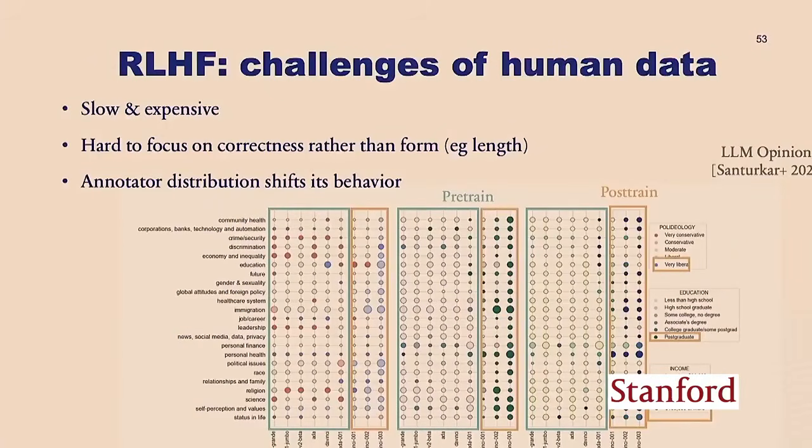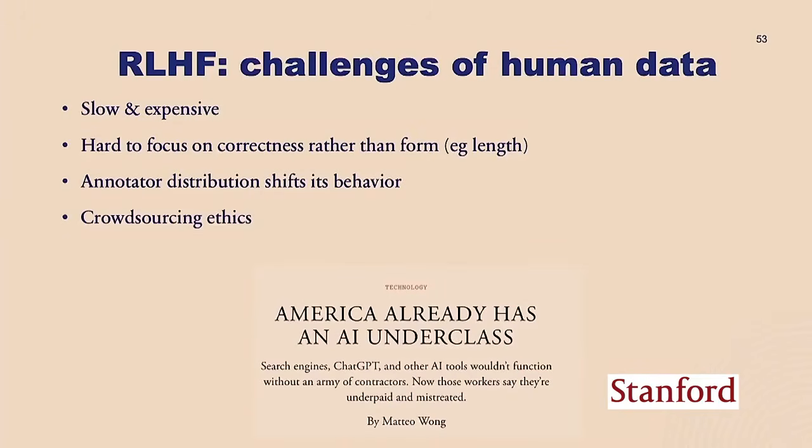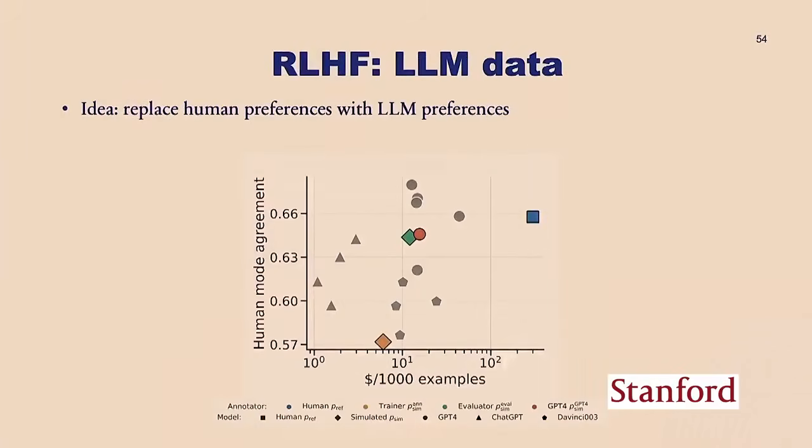Annotator distribution shift. The distribution of annotators that you use matters a lot. And you have to think, what are even the humans that we want to represent in these models? Another question is crowdsourcing ethics. A lot of the labeling that is done, the people who do it are not paid well, and they have to go through a lot of toxic data because you basically want the model to avoid saying the toxic data. So crowdsourcing ethics too. So many challenges with human data.